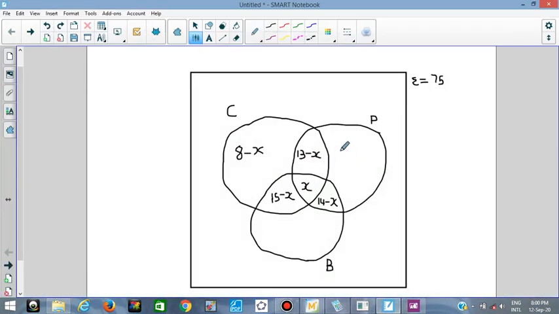Those that did only physics is 7 plus x. Very important. Then this place is plus. You just correct it. Plus.